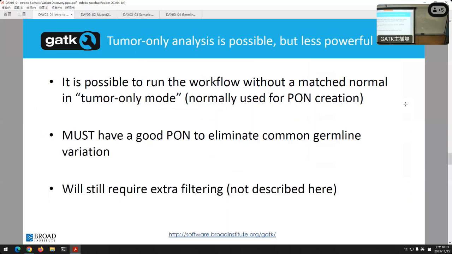Okay, so you could do tumor only. Sometimes you just don't have a normal tissue. Sometimes you weren't able to get it. It is possible. Aaron will describe to you exactly how to do it. It requires what we call a PON. We'll talk about the PON in a second.